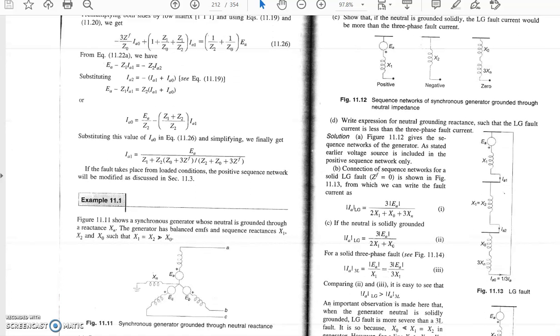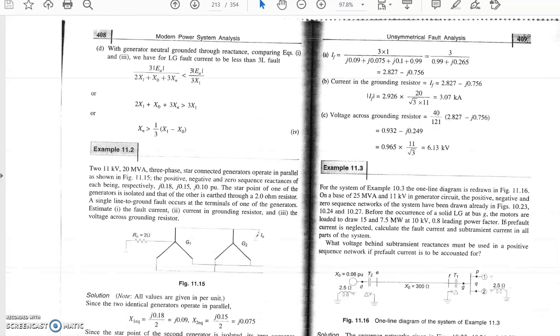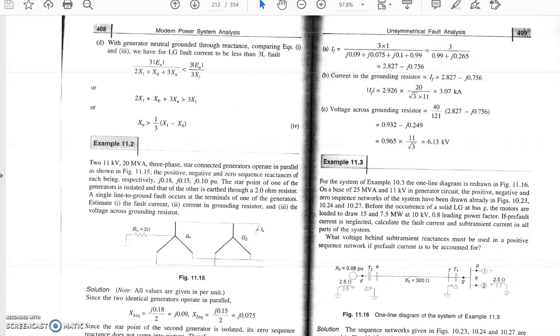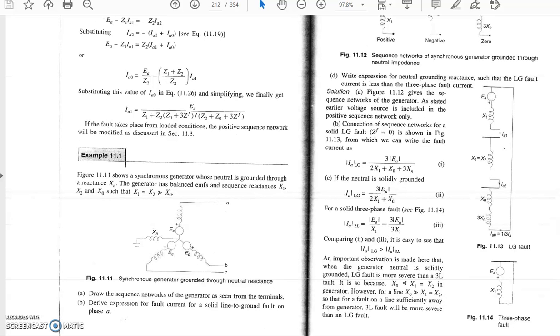One numerical which is also important is given here. We have to show, given the condition that X1 equals X2 and it is greater than X0, there are three parts to the numerical. In this diagram, we write the expression for neutral grounding resistance such that the LG fault current is less than the three phase fault current. And one more thing is asked in part C, which is important.